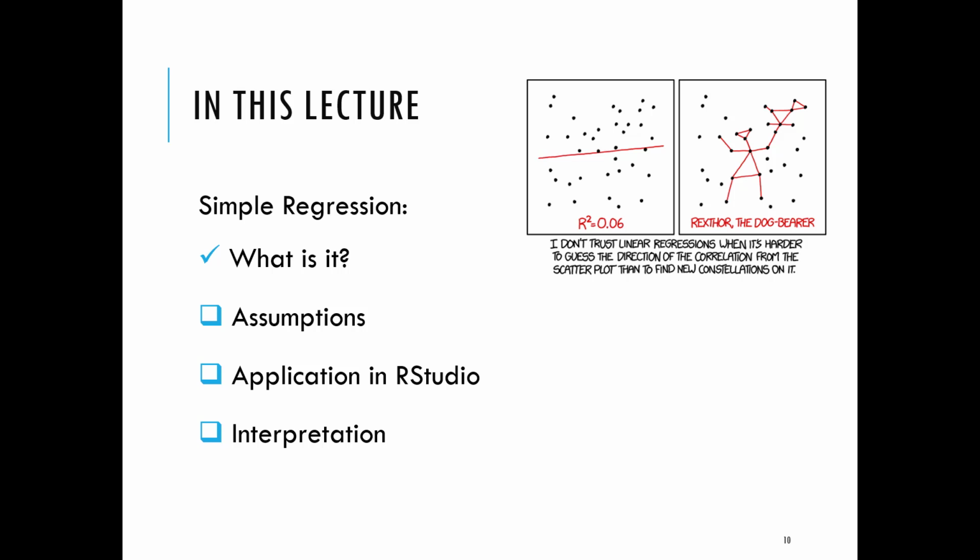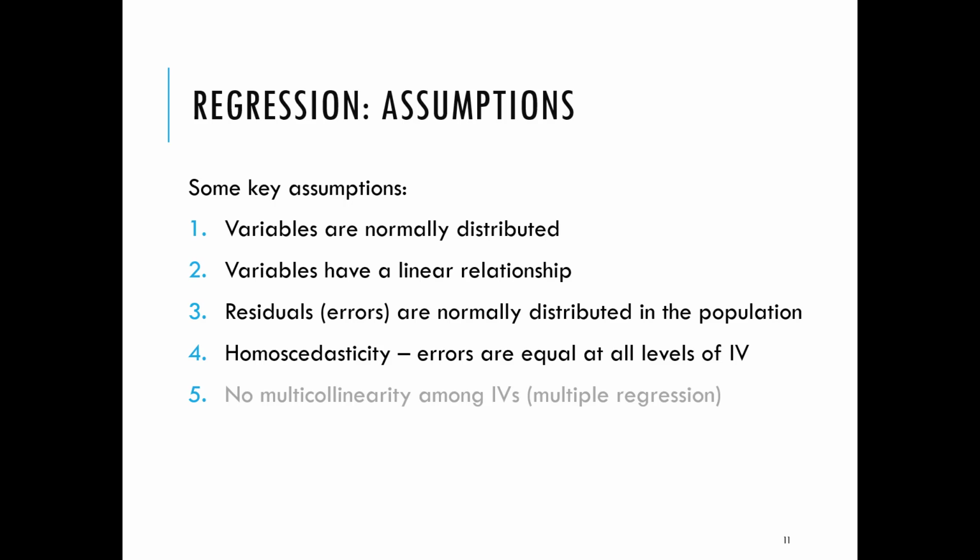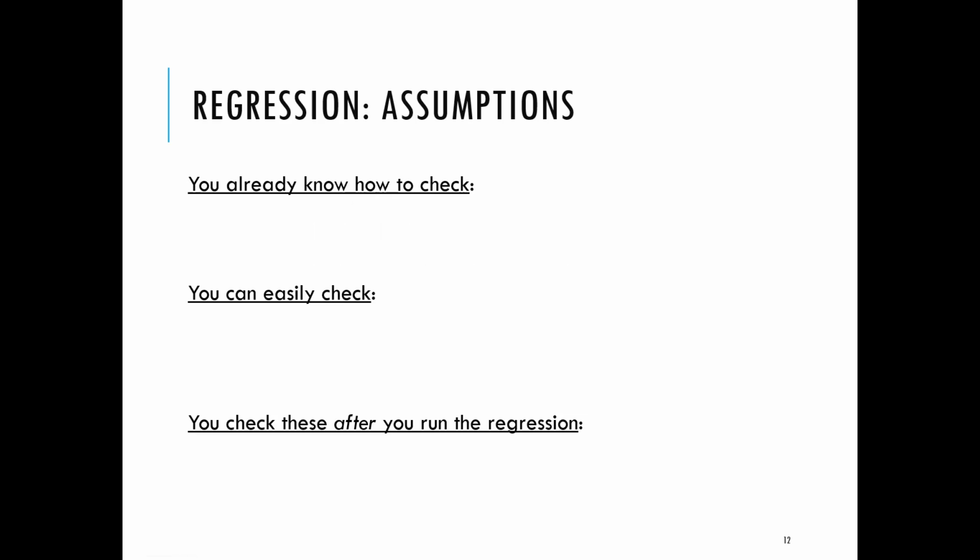Now that was super beautiful, but it's time to talk about assumptions that go with regression. And so here are some assumptions that you want to meet for regression in order to get reliable results. And I've grayed out the fifth one because that pertains to multiple regression, which we're not going to cover in this course. But we can talk about the first four.